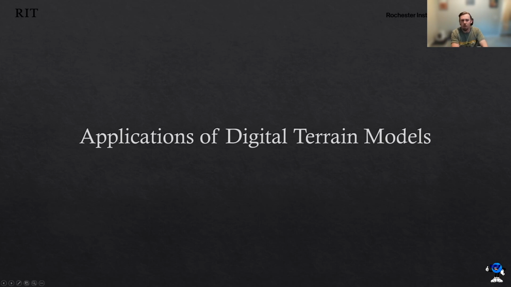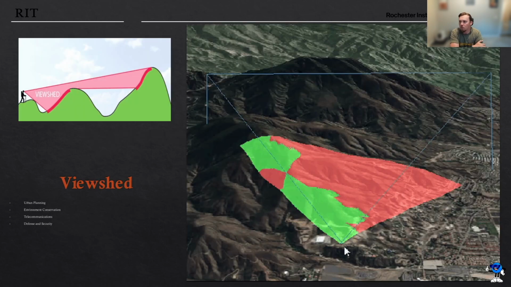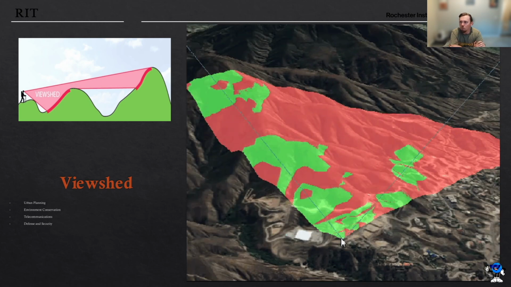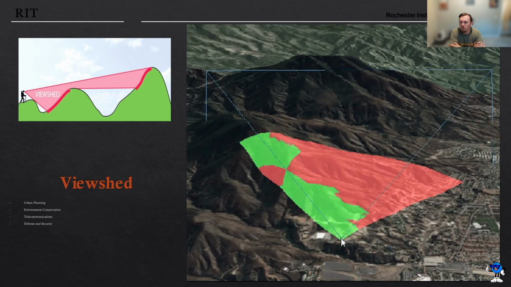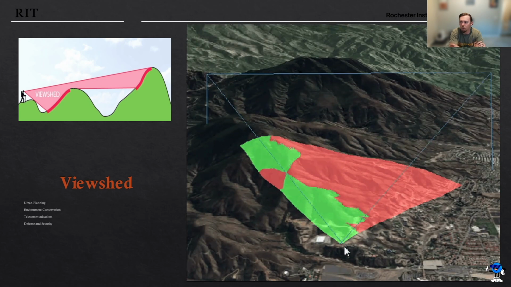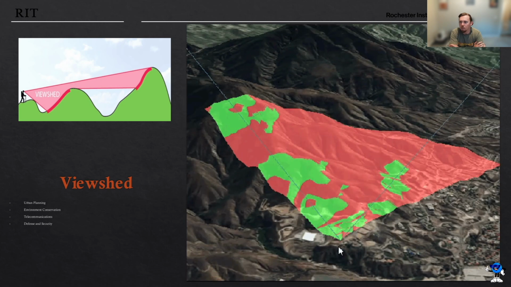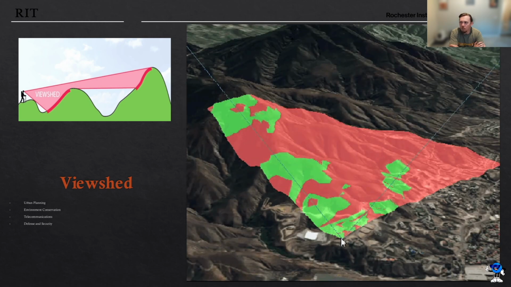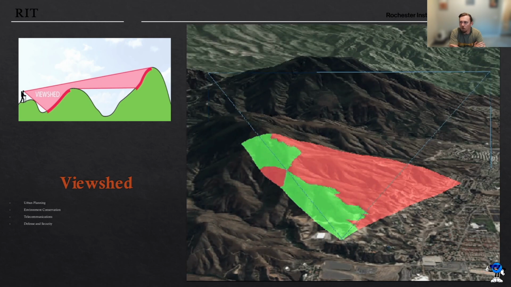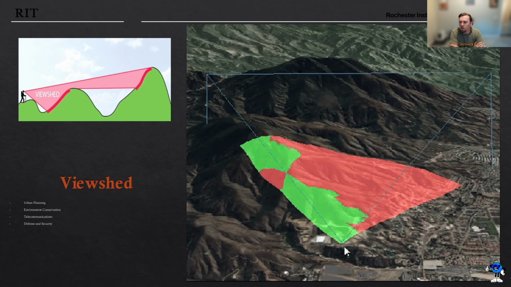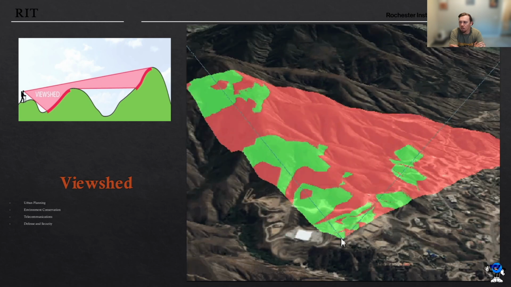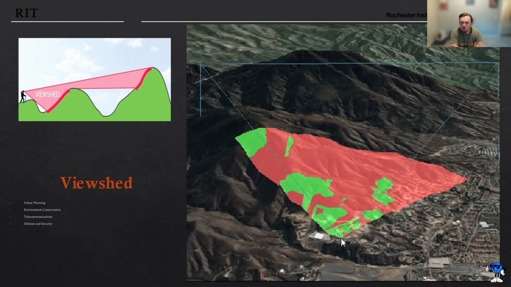So, on to applications of digital terrain models. DTMs are used in geospatial technology for creating viewsheds, maps that show what can be seen or not seen from a particular vantage point. A viewshed is used for determining a person's visibility, that is, how far the person can see from a location before his or her view is blocked by the terrain. A viewshed can be created by selecting a vantage point and then computing how far a person's line of sight extends in all directions until something blocks the view.